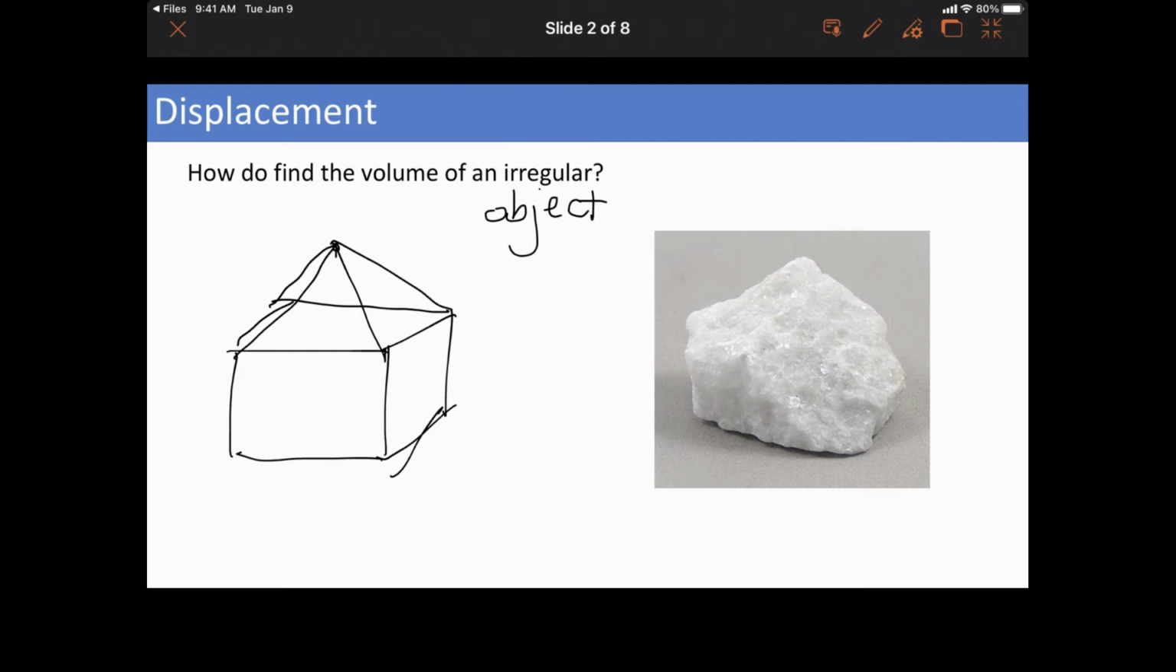You can see it has lots of divots, right? Crevices, indentations, pointy parts. I mean, you could guess and approximate a prism and a pyramid, but it wouldn't be very close. It wouldn't be exact. So, is there a method that we could do to find the volume for this, be really accurate, and also not destroy the object, right?